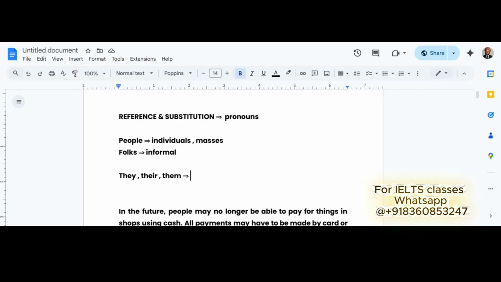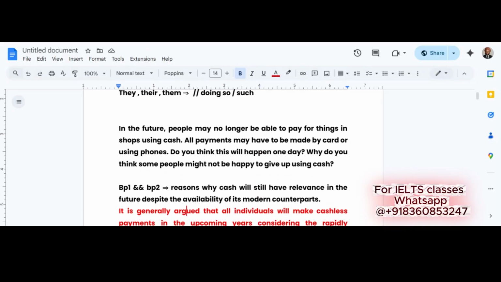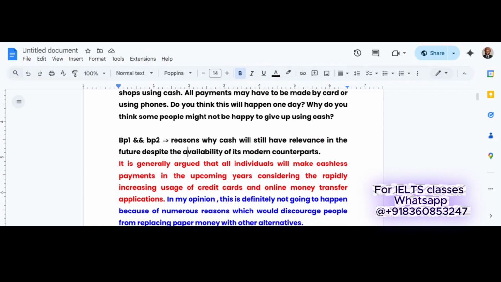So you can make use of pronouns if you want to incorporate reference and substitution in your writing. Apart from pronouns, you can make use of other referential words, for example, doing so, or such. I'll let you know how to do that. Let's look at the topic that we have today.